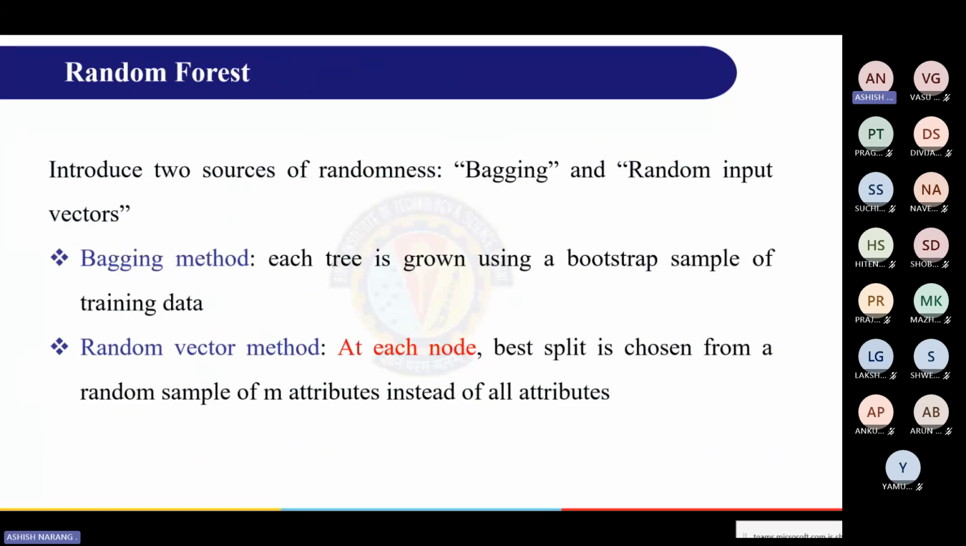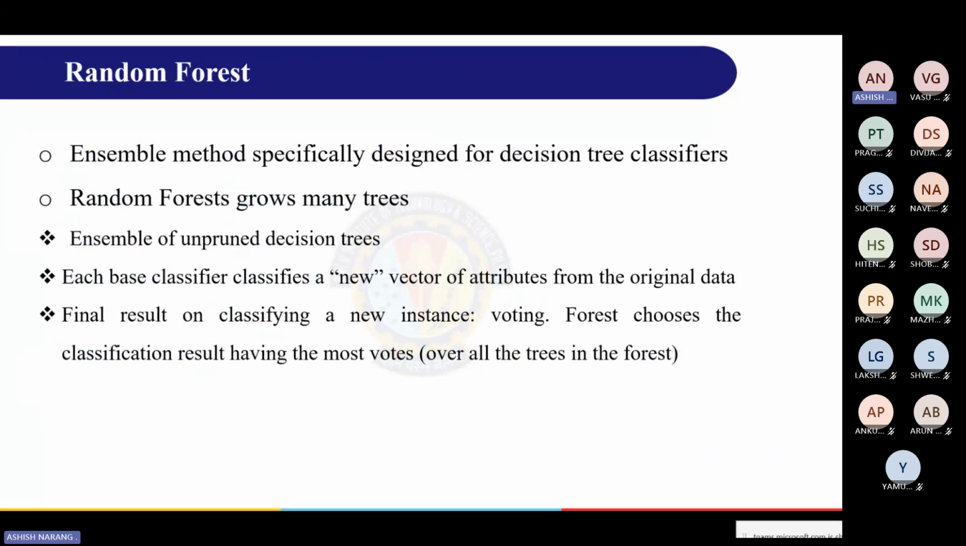Now, what does random forest do? Let us quickly go through it because it's a conceptual thing. It is an ensemble method specifically designed for decision tree classifiers. In random forest, they are actually growing many trees, an ensemble of unpruned decision trees.